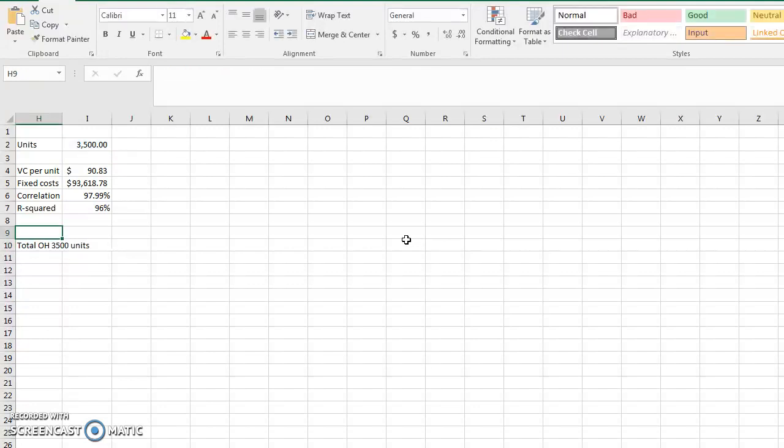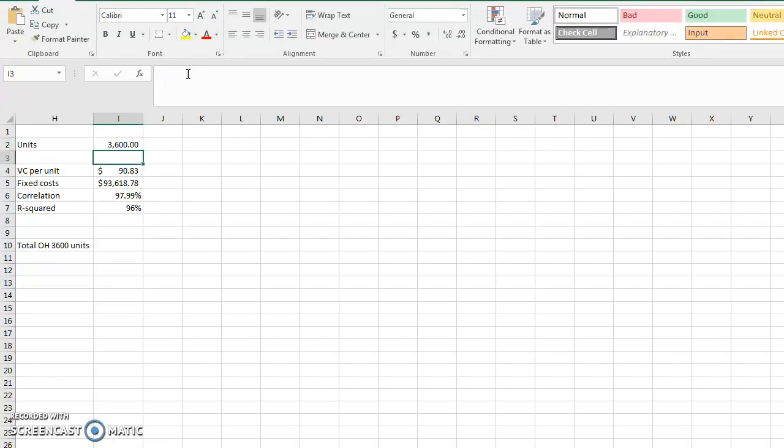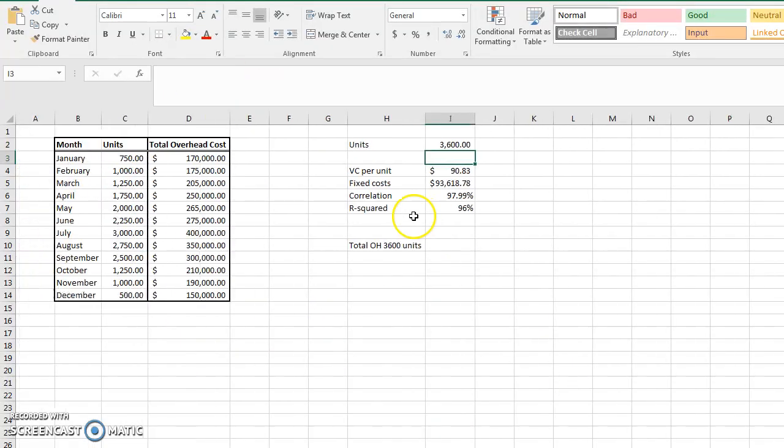And so what that does is, if I come over here and expand that a little bit, if I change this to 3,600, it's kind of clever, it says total overhead at 3,600. So I just use the cell reference in a formula like this to make it dynamic. Okay?